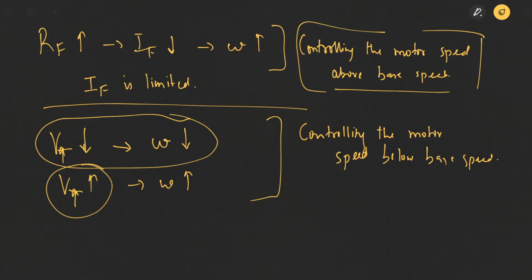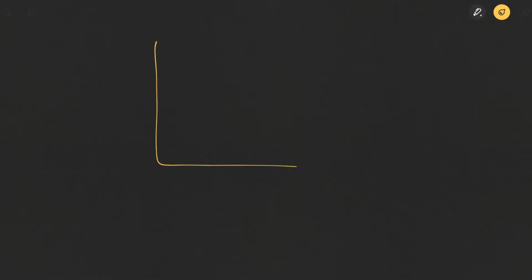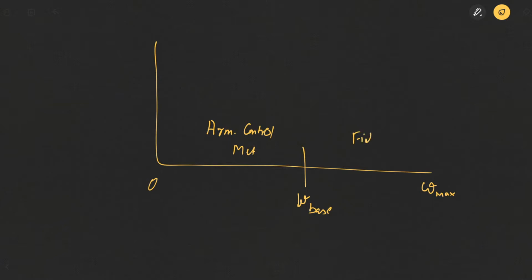These two will now be used together so that the motor operates more efficiently, and better speed control is achieved. We'll use field control for controlling the motor above base speed, and we'll use armature control to control the motor below base speed. So if this is the base speed, in this region we'll use the armature control method. In this region we'll use the field control method.